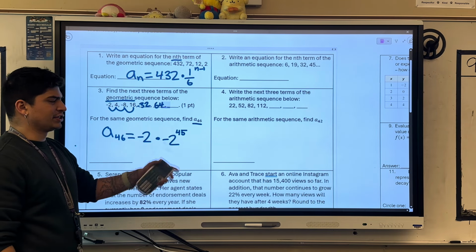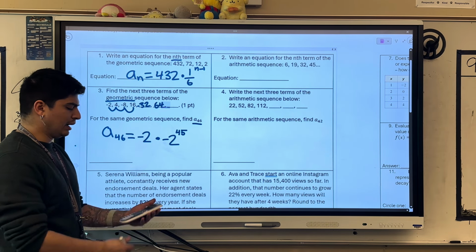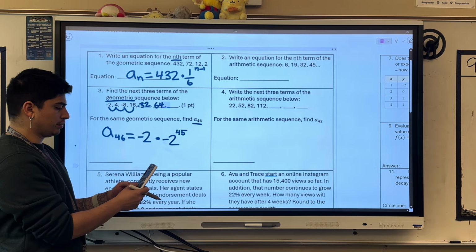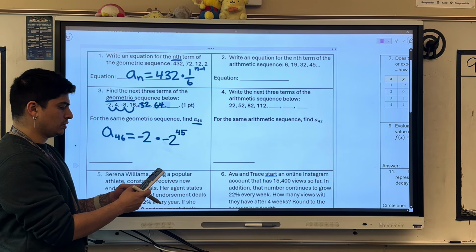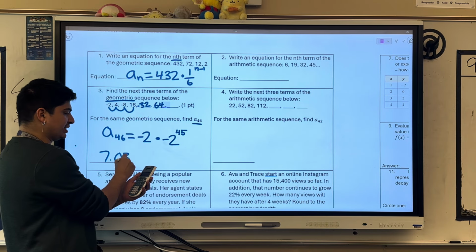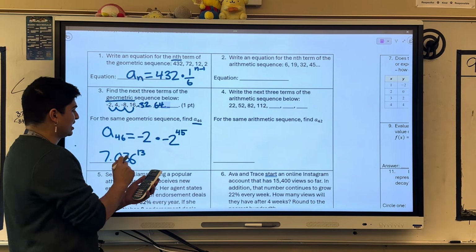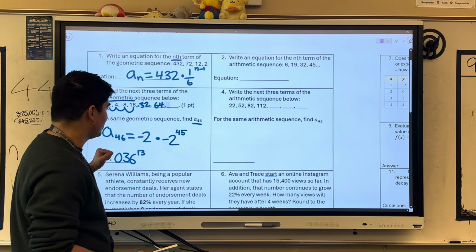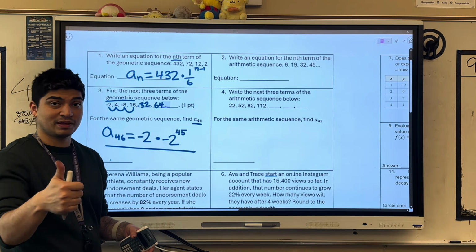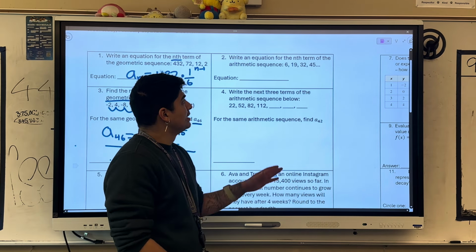For this one, we could execute it, but it's a really, really long number. If I did -2 times (-2) to the power of 45, it gives me something like 7.036 to the power of 30. It gives you a really large number. So for today, we'll just take this. If you got this down, it shows me that you understand it.